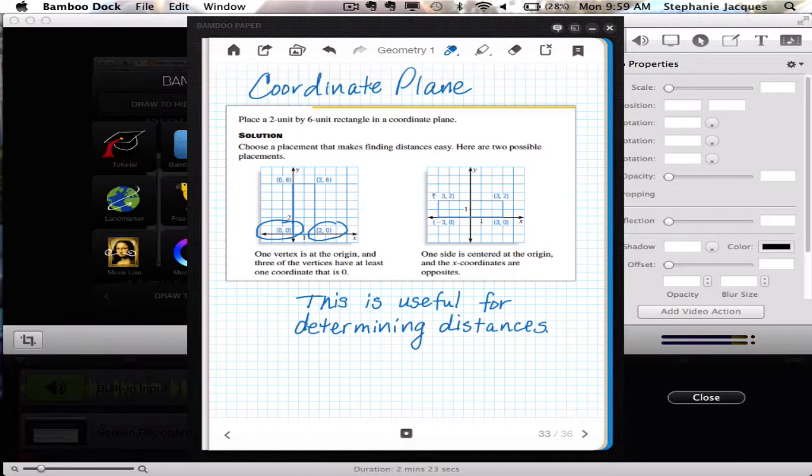This way would work as well. It says one side is centered at the origin and the x coordinates are opposites. And so that gives you opposite numbers, which would also cancel out numbers and give you nice numbers when you're finding the distance formula. So you want to use that origin when placing objects in the coordinate plane. Let's see how that works.